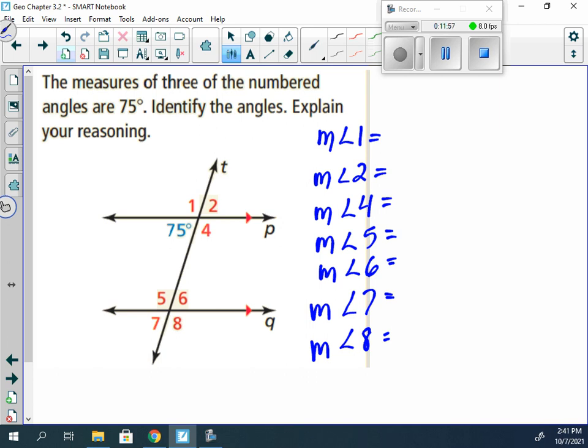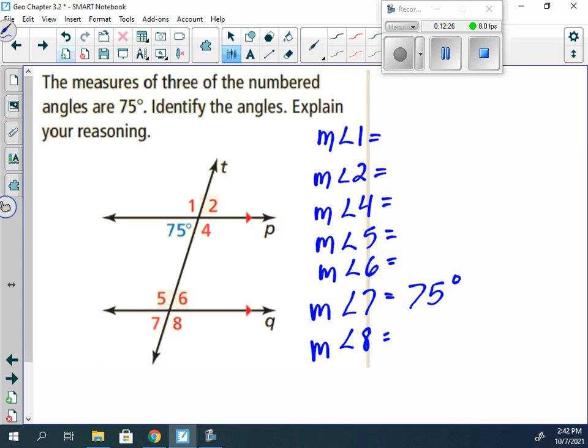So you can talk it through if you want. Number 1's 105. Number 2 is 75. Number 4 is 105. Okay, we're going to need more than that. So we know that the one angle is 75 degrees, yes? What would be a corresponding angle with it? 7. So since we have two parallel lines cut by a transversal, it means the measure of angle 7 is 75 degrees because they're congruent, yes?